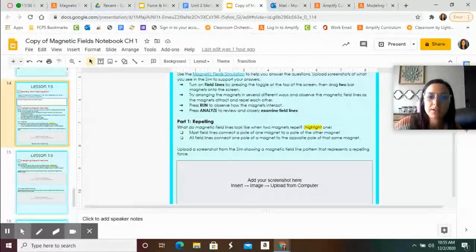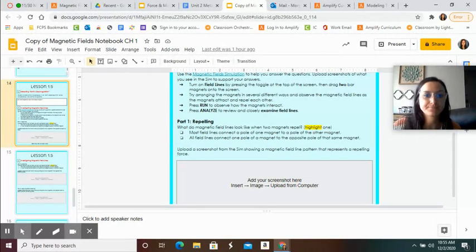You're going to set up these scenarios, and then take a screenshot and upload that screenshot to show me what you did. So there are 3 scenarios: repelling, attracting, and both. And the both one is kind of like a challenge, I would say, because it's a little tricky, but you can do it.